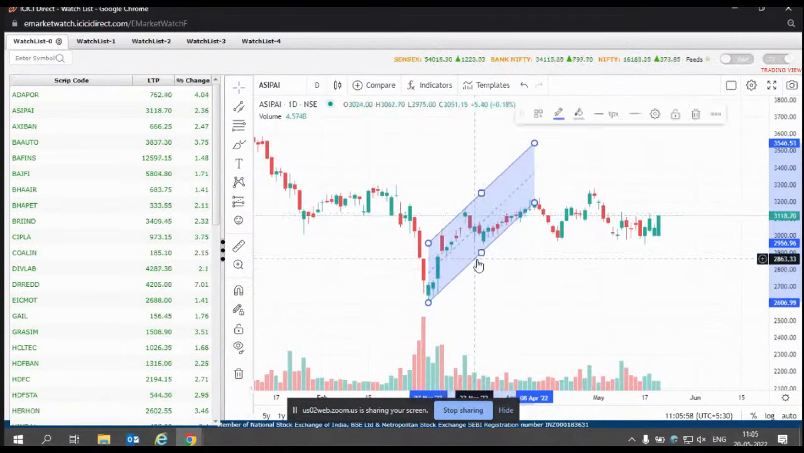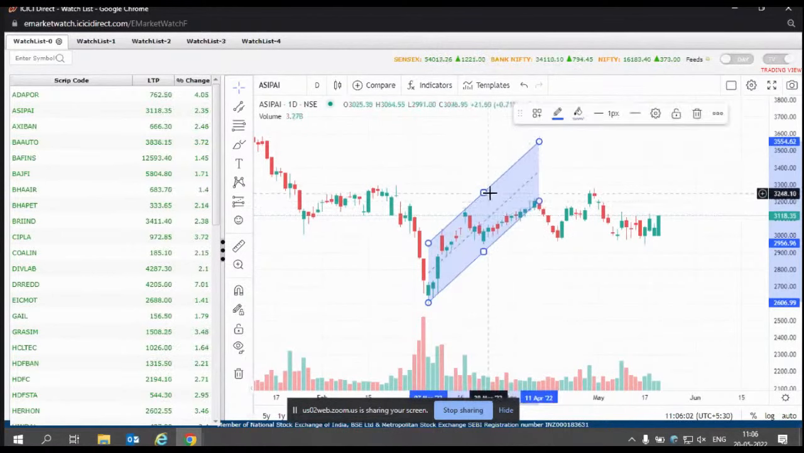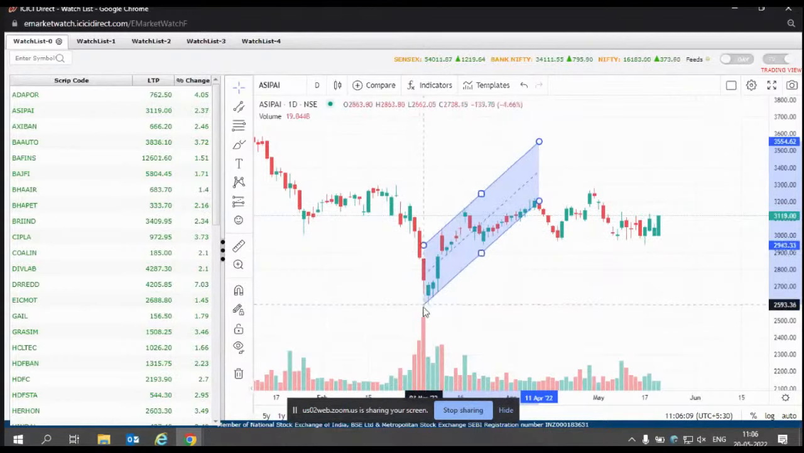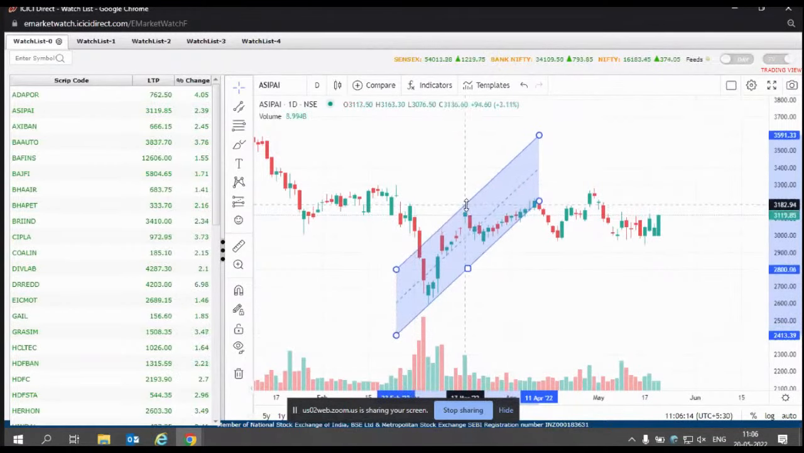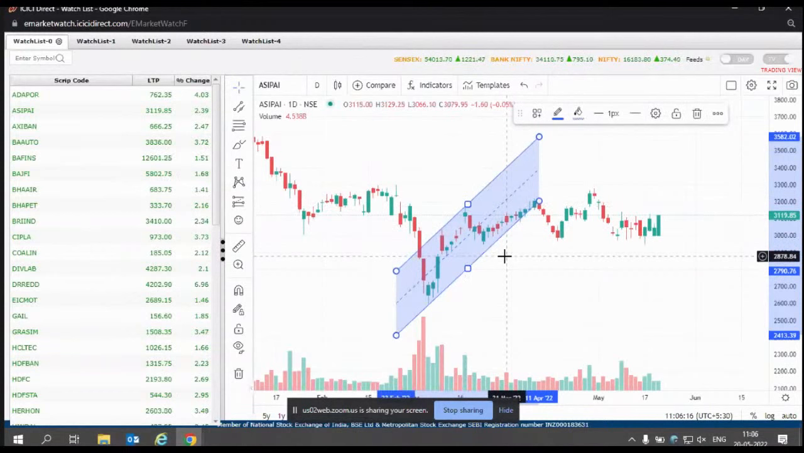To draw a channel downward, select the subsequent peaks and troughs. One can see the upper band of the channel shows the resistance, and the lower band of this channel shows the support. So whenever the stock hits the upper end of the channel, that is a resistance where one can look for booking profits, either from the intraday or from the medium daily perspective. And from the lower end of the channel, if you look at the support from where the stock has seen the support and where the green candle was visible, we have seen the upward momentum in the price.